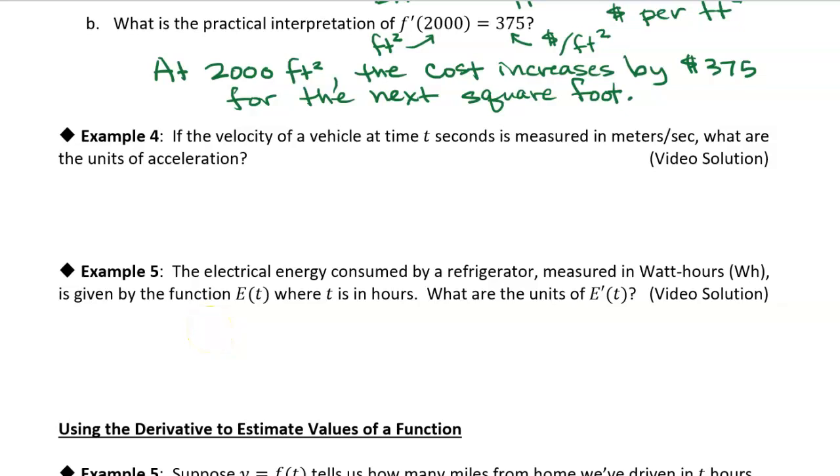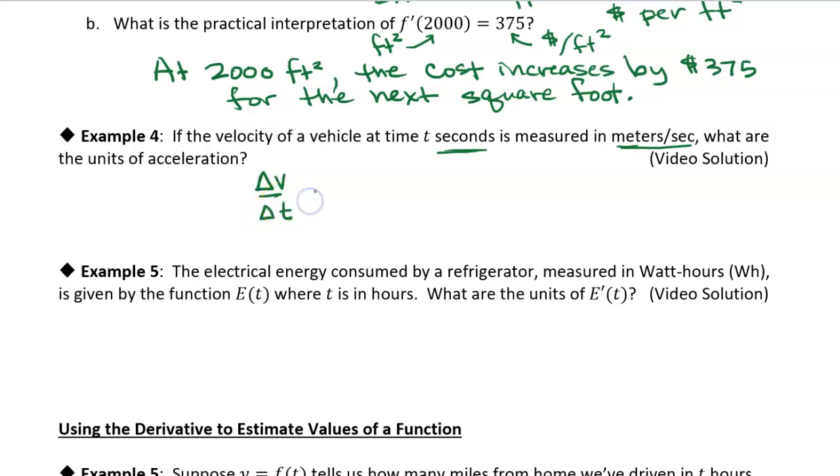All right, so hopefully you've had a chance to look at these next two examples and think about what the units would be in each case. So in example 4, we want to find the units of acceleration given that velocity is in meters per second. So we're told that the velocity is in meters per second and time is in seconds. All right, and we want to know what the units of acceleration are. So we have to think about, okay, what is acceleration? Acceleration is the change in velocity over the change in time.